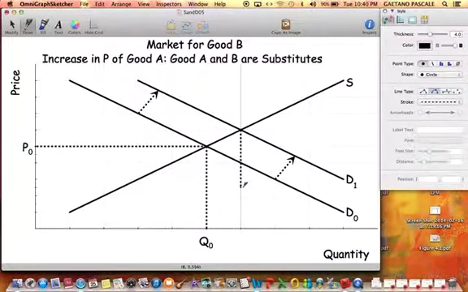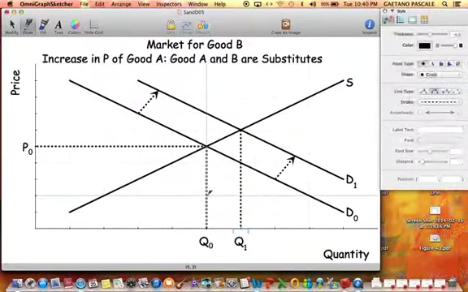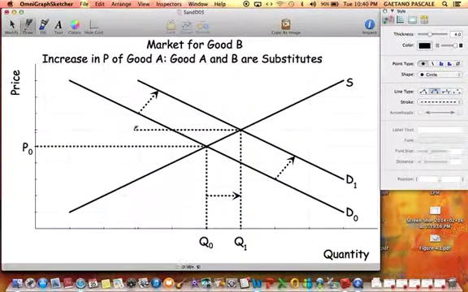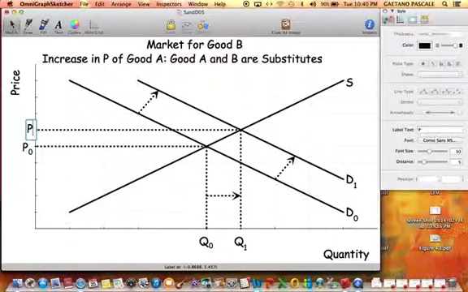If we go to the new equilibrium, and that is where D1 intersects the original supply curve and goes straight down, that gives us the new equilibrium quantity. So that is Q1. And if you wish, you could draw in an arrow, again showing what happens to the new equilibrium quantity. The new equilibrium quantity increases from Q0 to Q1. We can do the same thing for equilibrium price. We go where the new demand curve intersects the original supply curve. We go straight across, and that gives us the new equilibrium price.